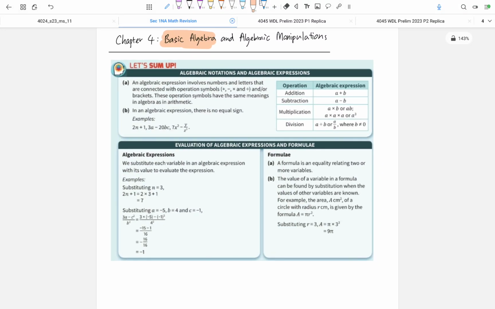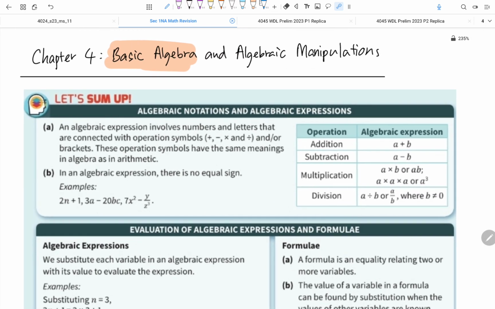In this video, we will revise chapter 4 of the Sec 1 NA textbook, which is on basic algebra and algebraic manipulations. Now we will first focus on basic algebra. An algebraic expression, I must stress on the word expression, versus equation, which you will learn later.